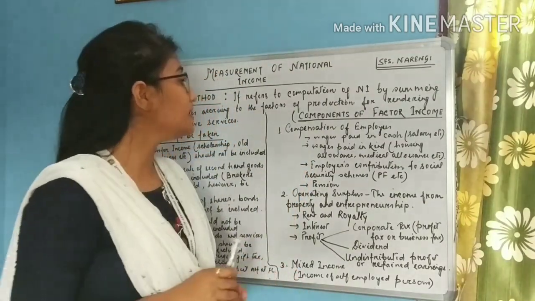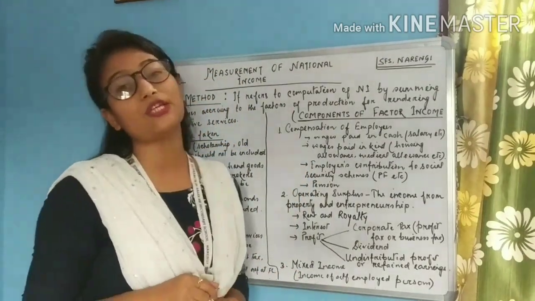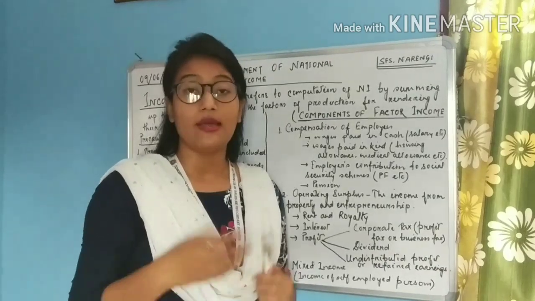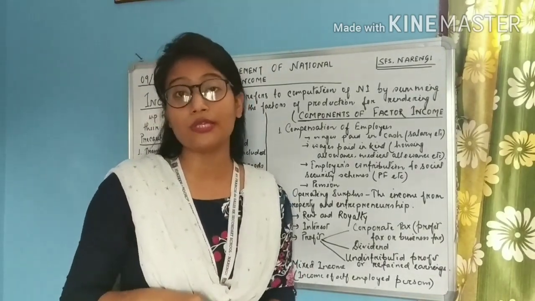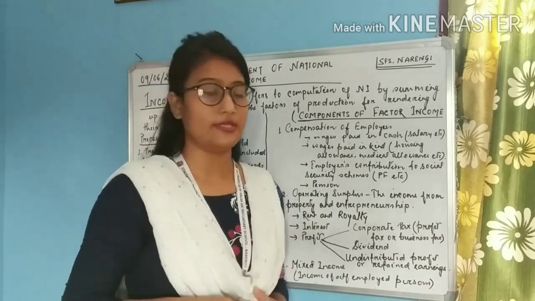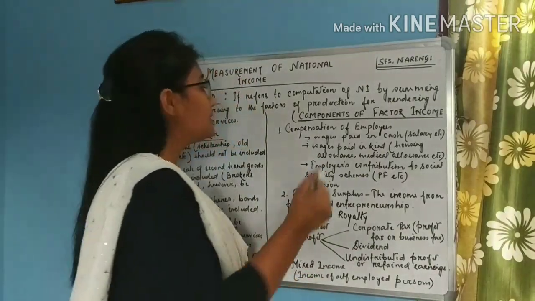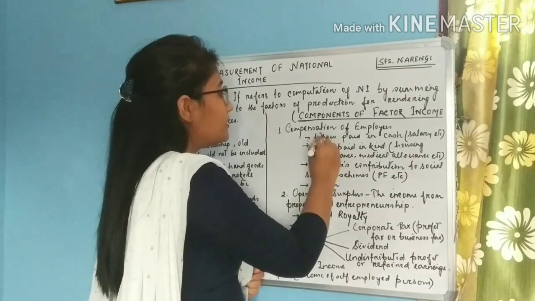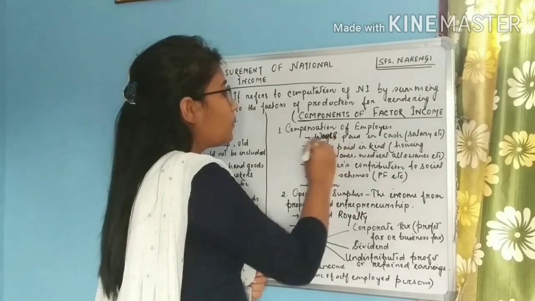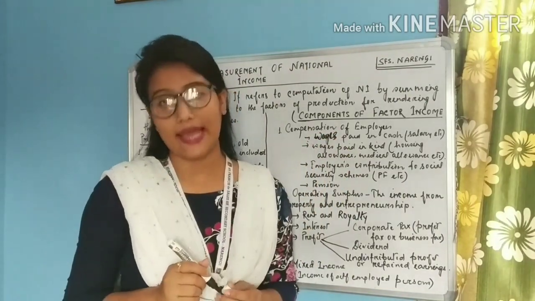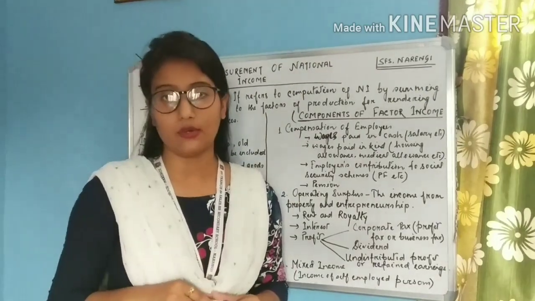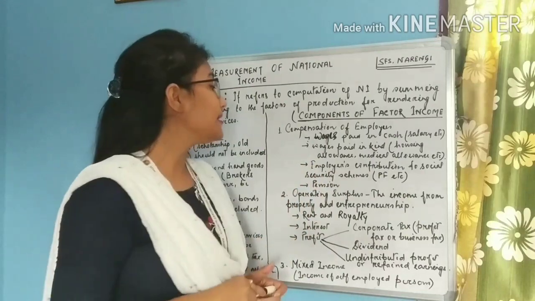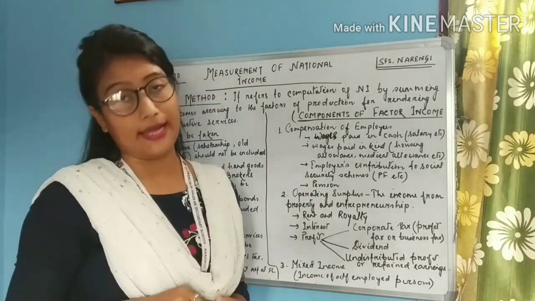So students, the first component is compensation of the employees. Compensation of the employees means the money which is paid out to the employees for their various services. The first type of compensation, students, is the wages, okay? Wages paid in cash, that is basically the salary or the wages, okay? The second is the wages paid in kind.